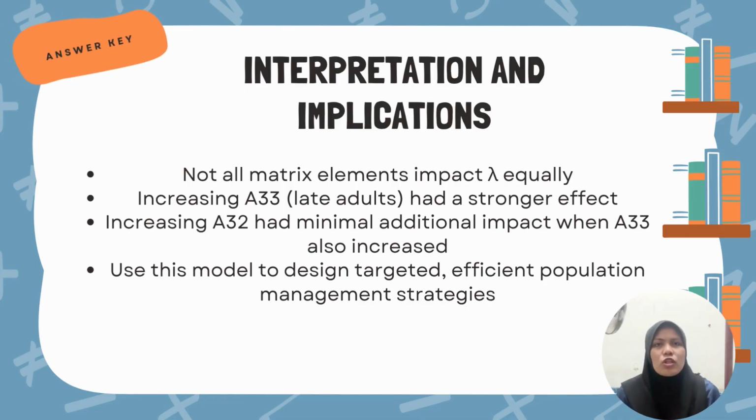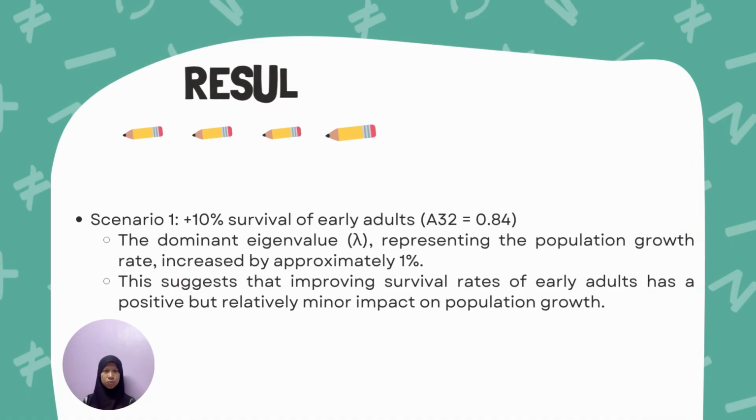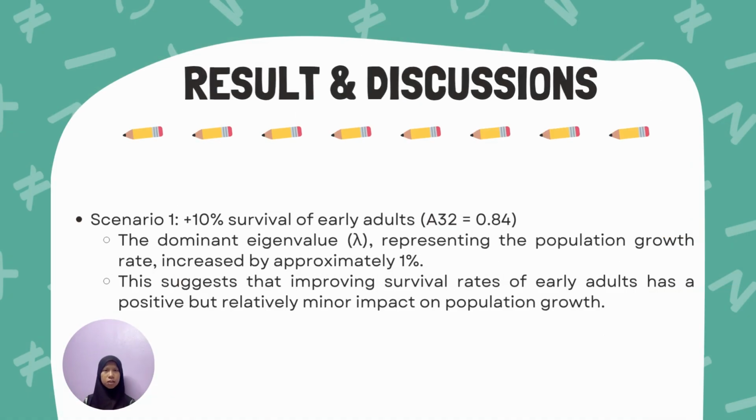This happens because not all changes in matrix A affect lambda the same way. Some values are more sensitive than others. In this case, changing A33, which is late adult survival, has a stronger effect. Changing A32, which is early adult survival, has less effect. Also, when you change both, some effects cancel each other out in the equation. That's why managers need to understand the math before making decisions. It saves time and resources. Now, let's move on to the interpretation and analysis of our result.